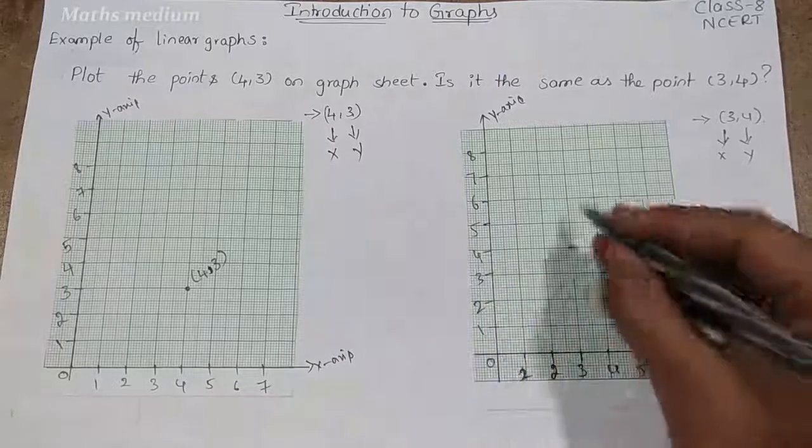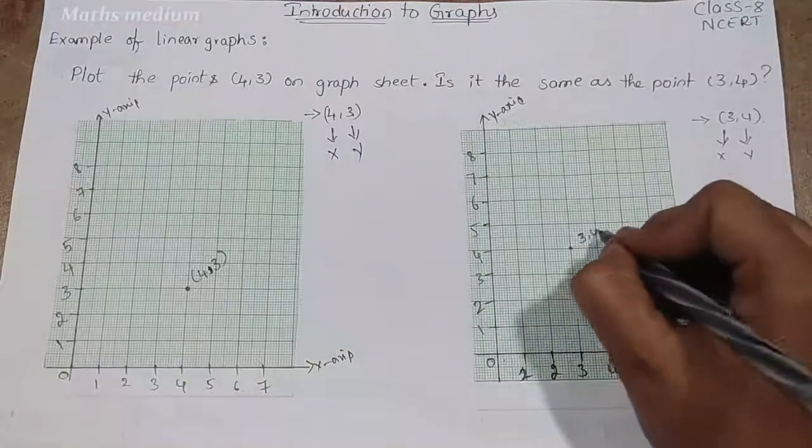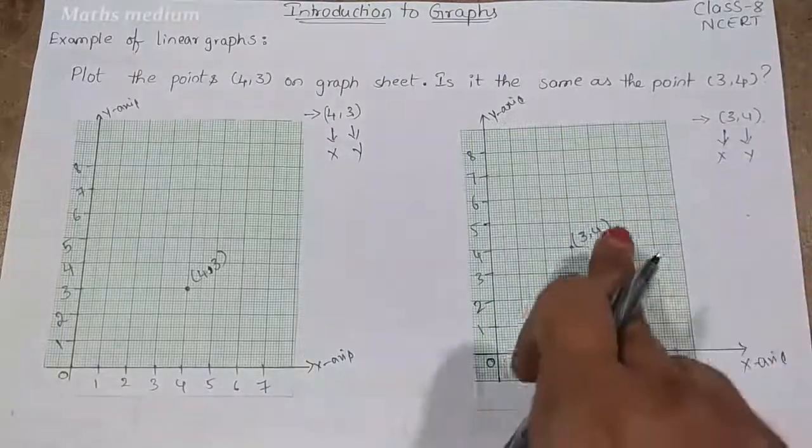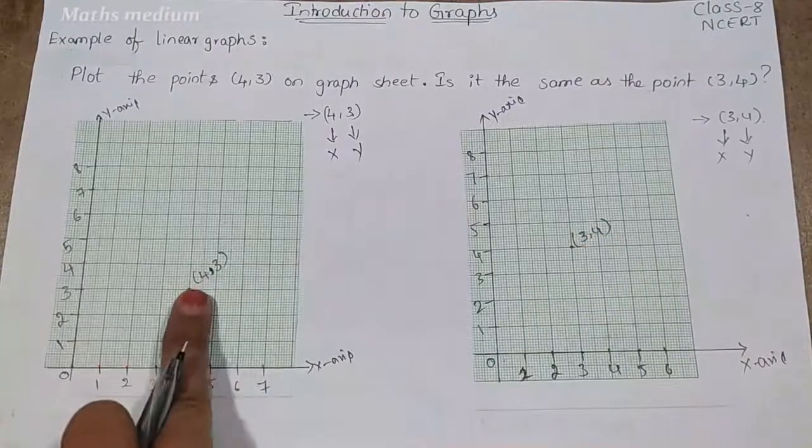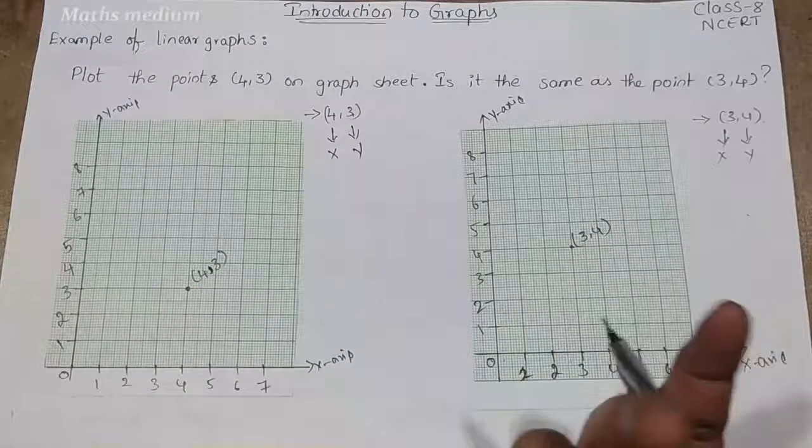See, this is also 4. This is 3, 4 coordinates. So this is 3, 4 and 4. This is 4, 3. But there is a difference, right?